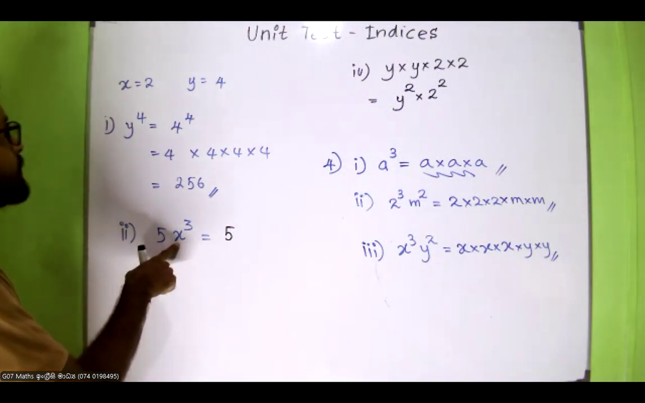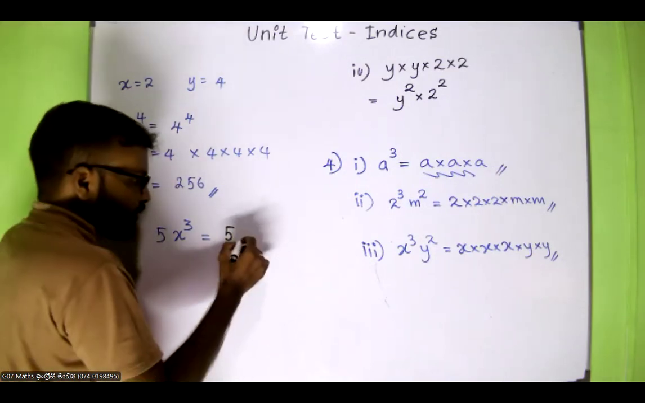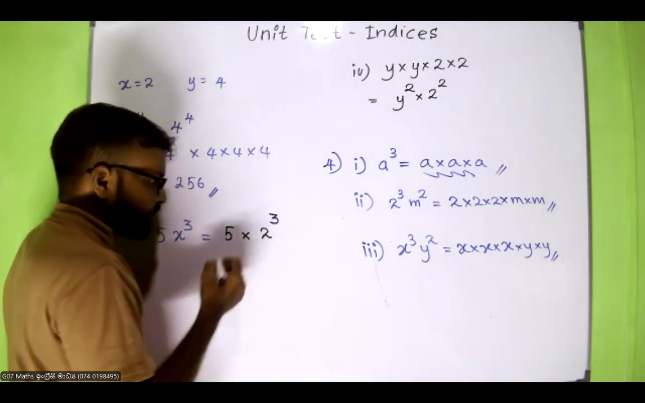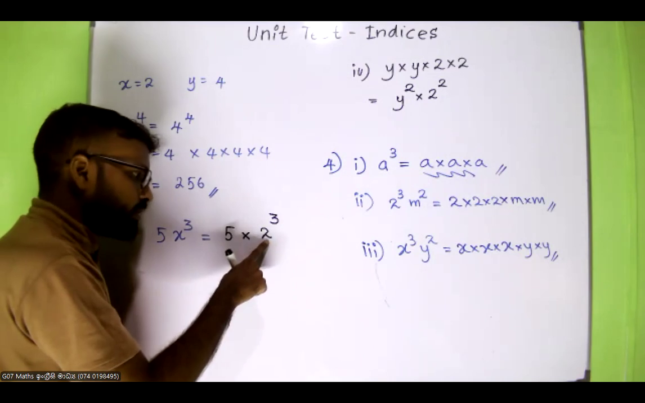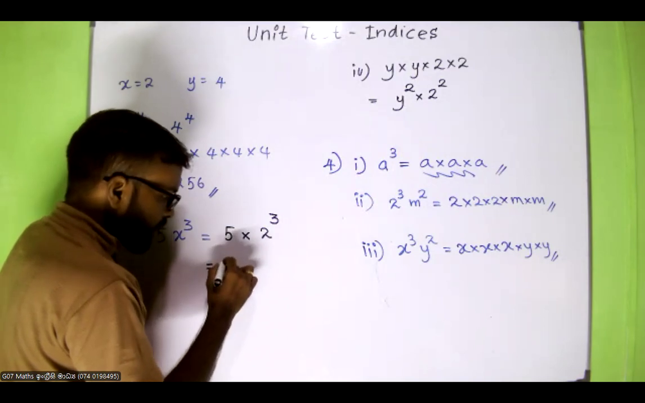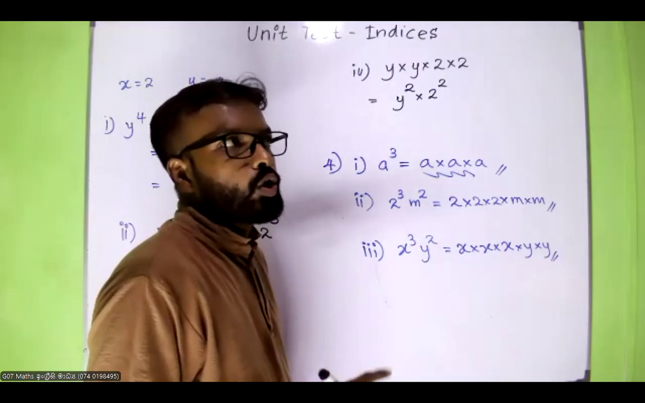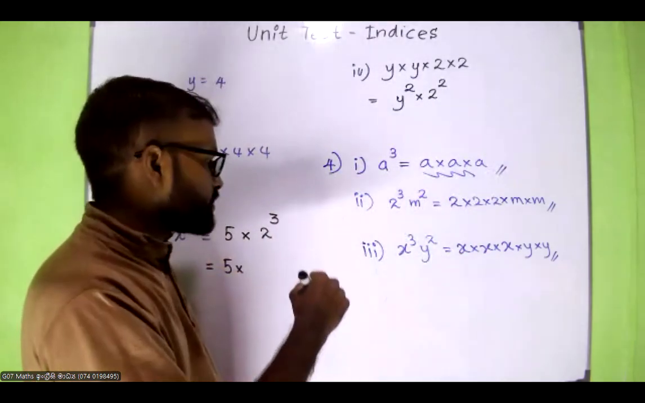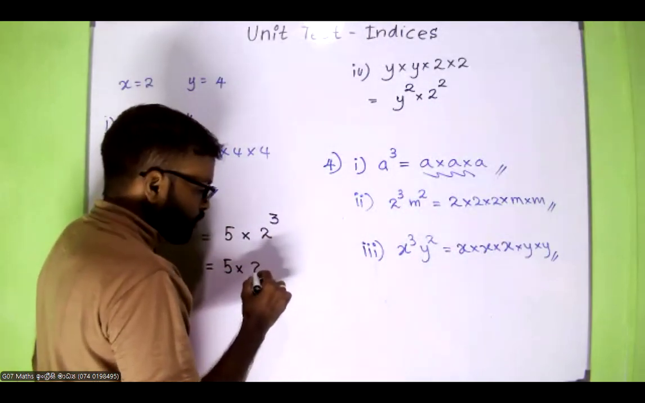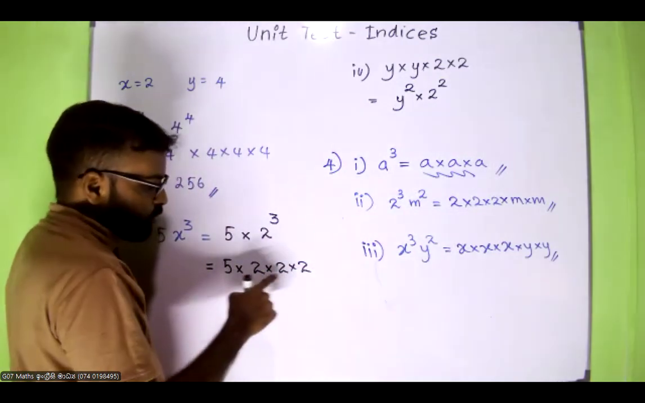Here you have x. Instead of x, I am going to put 2. 5 multiply 2 to the power 3. Instead of x, I have substituted 2. Now I am going to expand. Equal mark, 5 times 2 to the power 3. 2 cube, 2 times 2 times 2. 2 has to be multiplied 3 times together. 2 times 2 times 2.